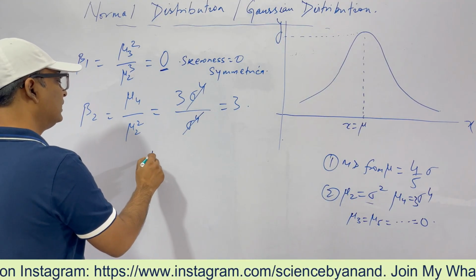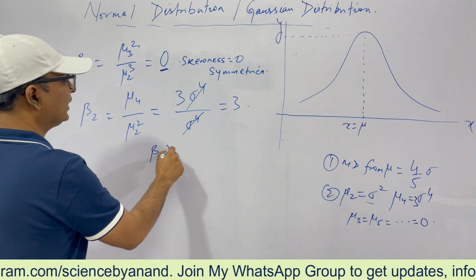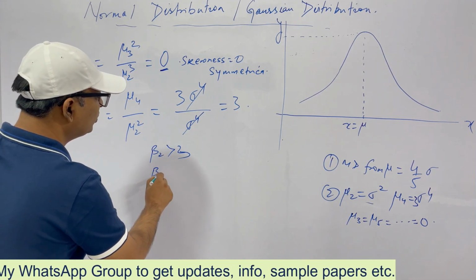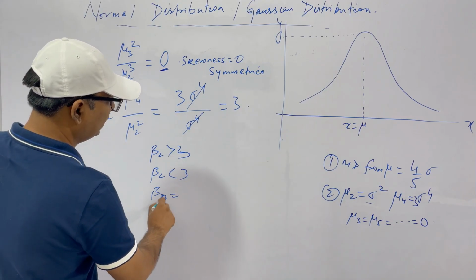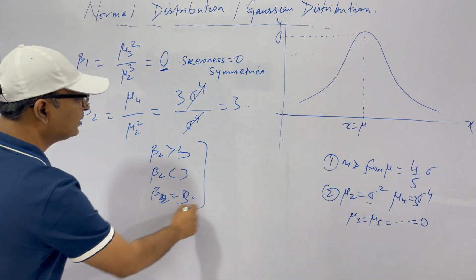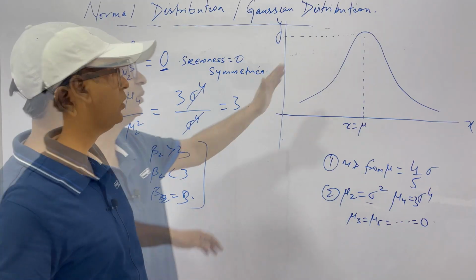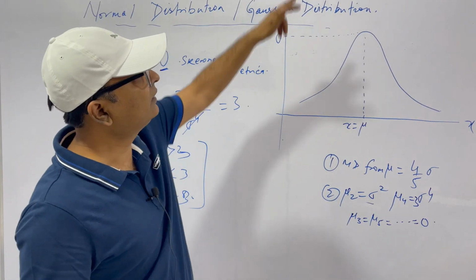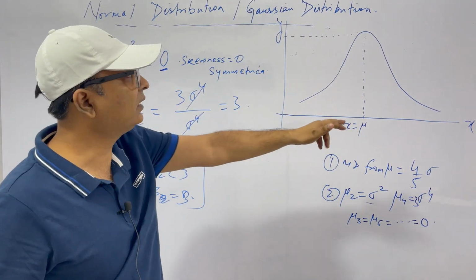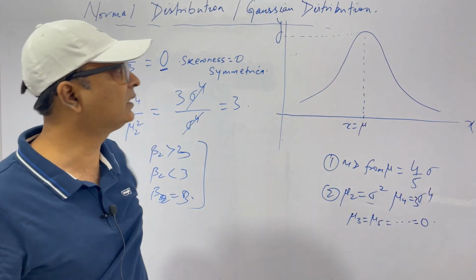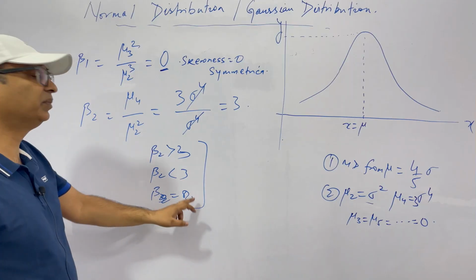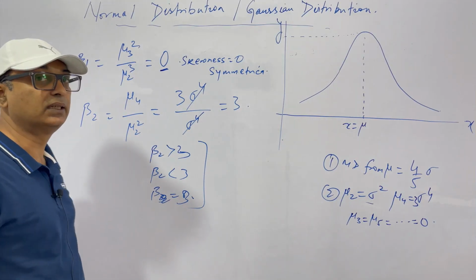Therefore we had taken the values of beta 2 greater than 3, beta 2 less than 3 and beta 2 equal to 3. Our definition was based on 3 only, whether it is leptokurtic, mesokurtic or platykurtic. So we had defined it on the basis of this particular value 3. Clear?